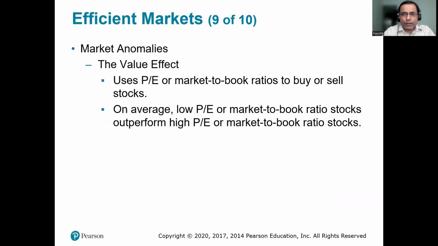Another example of market anomaly is the value effect. Value stocks are those which have low P/E ratio or market to book ratios. On average, they outperform stocks with high P/E or market to book ratios. The ones with high ratios are known as growth stocks. So this effect of value stocks outperforming growth stocks is persistent in different stock markets, not only in the US stock market.